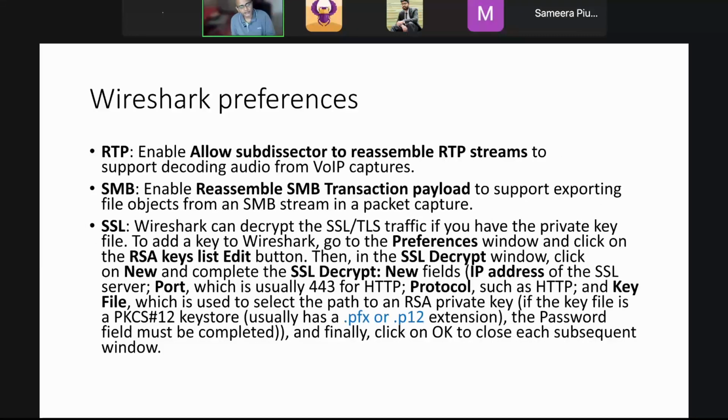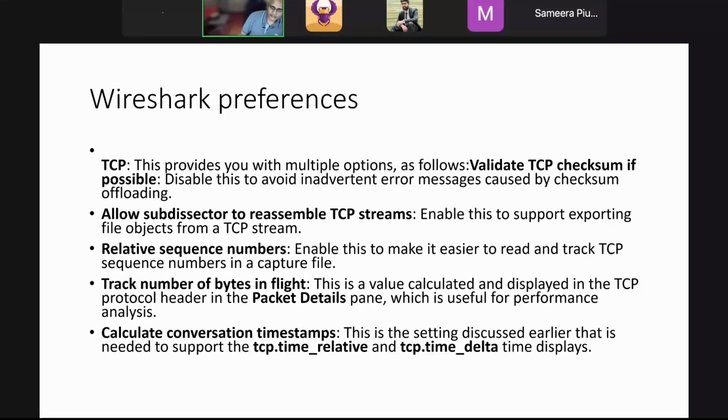These are some of the use cases you can implement with the preferences of configuring your own Wireshark preferences on different protocols. And you can see these are some of the examples I put up: number of tracked bytes in flight, relative sequence numbers, calculate conversation timestamps. These are quite useful in your day-to-day work. It depends on your use cases.